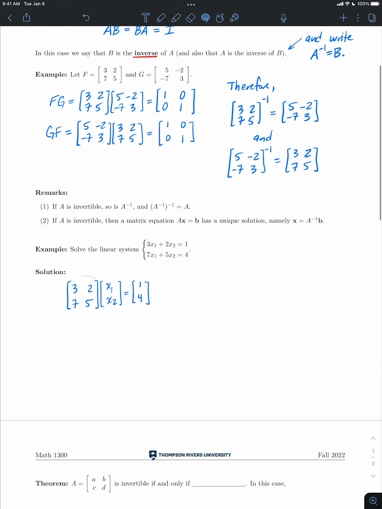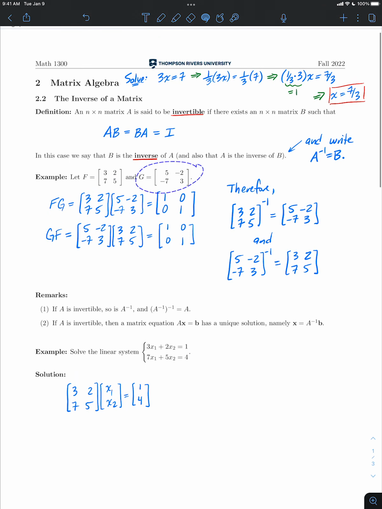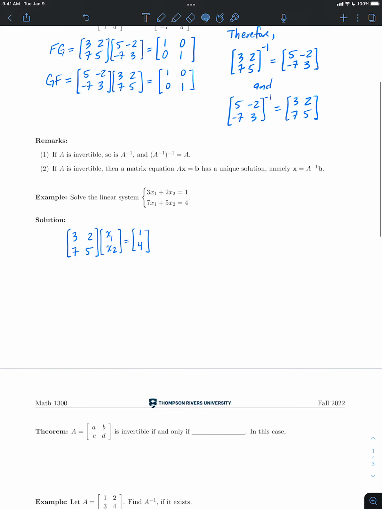By the way, this was chosen on purpose, but notice that this matrix is exactly the matrix F from the previous example, which means we know that this coefficient matrix is invertible, and we know that its inverse is actually G. This is kind of like the situation 3x equals 7. We've got Ax equals b, where A is invertible, just like 3 was invertible. What do we do here? We multiply both sides of the equation by the inverse of 3. So let's do that here. We'll multiply both sides of the equation by the inverse of our coefficient matrix, which was 5, -2, -7, and 3.